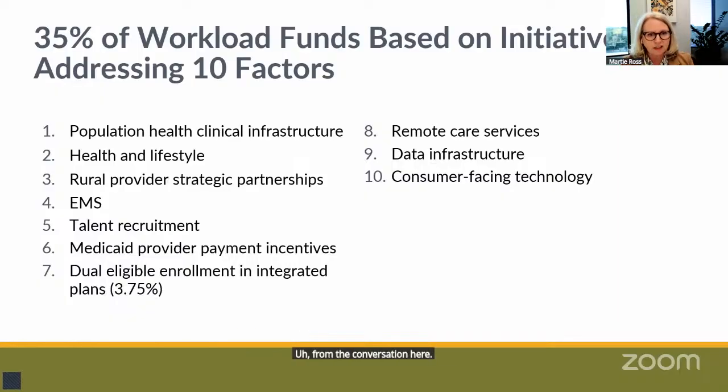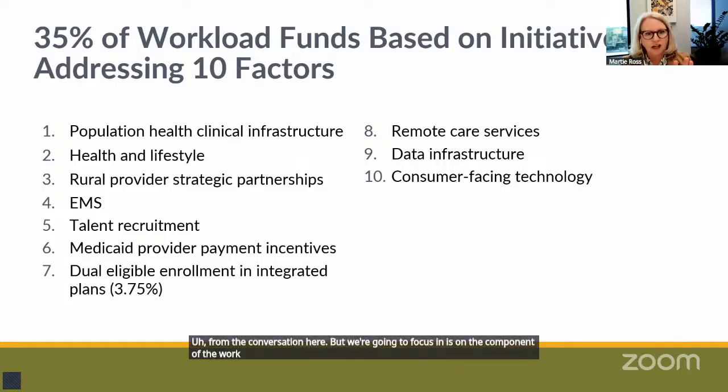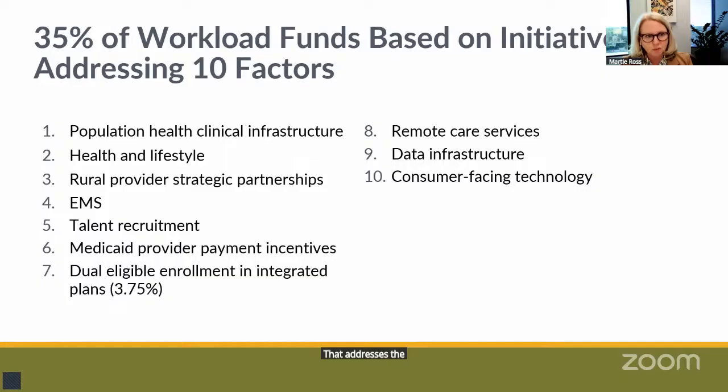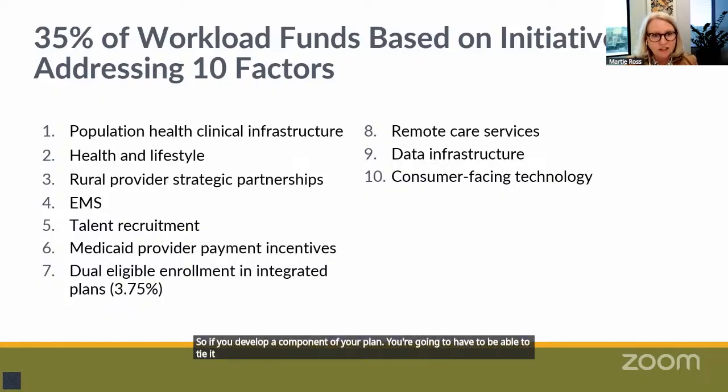What we're going to focus in on is the component of the workload funding that addresses the 10 factors that are specified in the NOFO. So this is where the NOFO is actually serving two purposes, and one we have to manage through in the next 27 days. The state plan has to hit on these 10 factors to maximize its score. And these are the only things that can be included in the plan. So if you develop a component of your plan, you're going to have to be able to tie it to one of these factors.